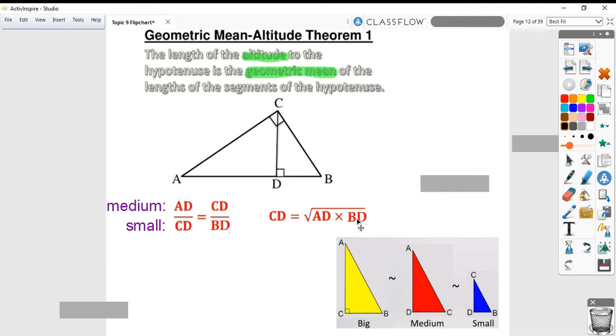Conceptually, this is kind of easy to follow because what we're doing is cross multiplying and solving for CD. We multiply AD times BD, and that would be equal to CD times CD, which is CD squared, yes? And because of that, if we wanted to get CD by itself, we would just take the square root. And that's where this equation right here came from.